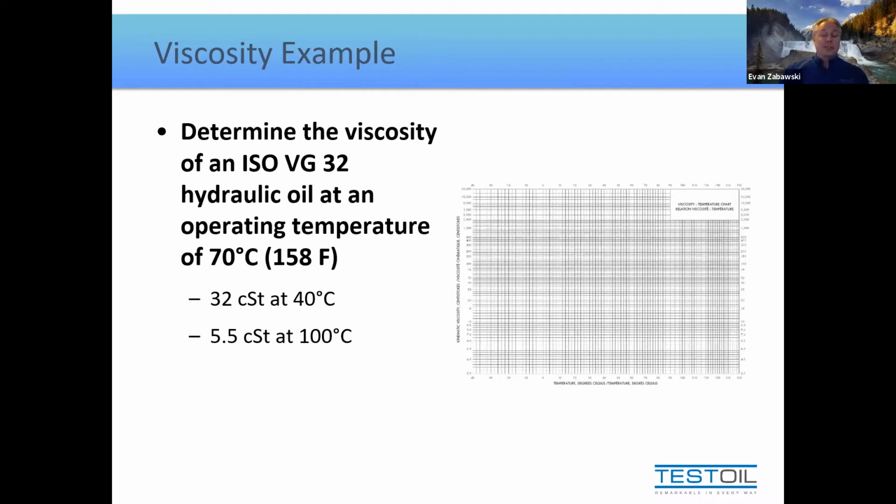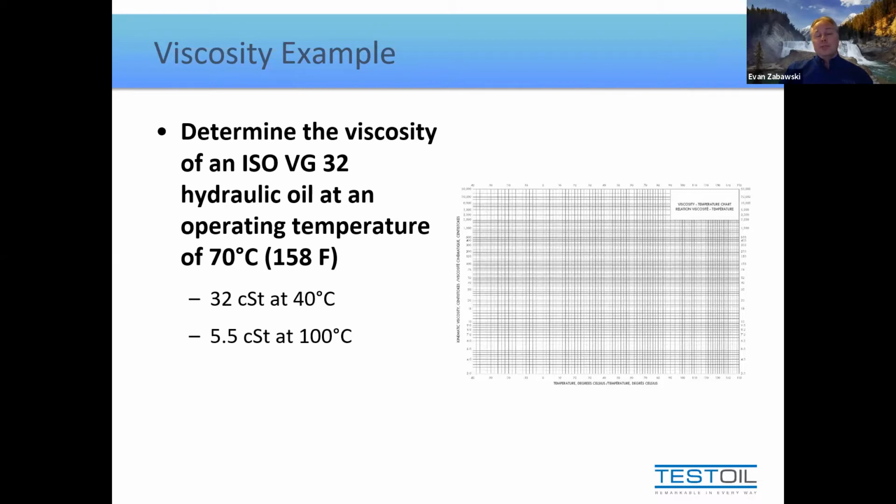Now, temptation would say you might realize that 70 degrees Celsius is exactly halfway between 40 and 100. So you're going to think, well, why wouldn't the viscosity be exactly halfway between whatever it is at 40 compared to whatever it is at 100? Well, do the math on that real quick. You look up the product data sheet. In this example, you can see the viscosity is 32 at 40 degrees Celsius, 5.5 at 100 degrees Celsius. Take 32, add 5.5, you get 37.5, divide by 2, you're left with 18.75. That's the number that's exactly halfway between the two. So let's just round that to 19 here real quick.